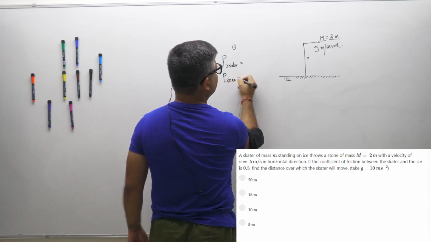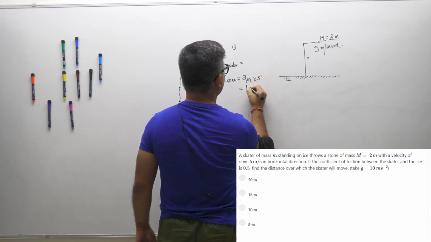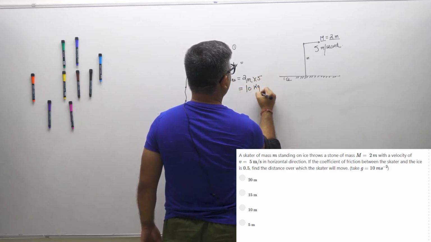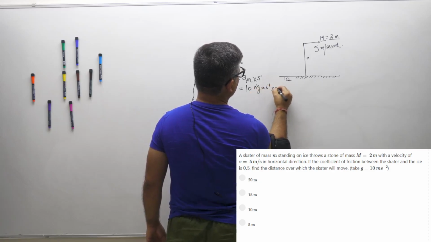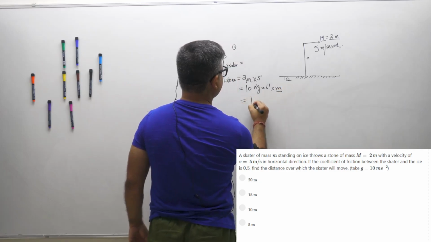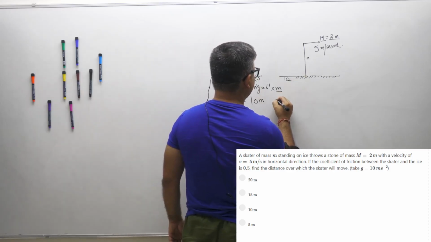The stone momentum is 2m multiplied by 5, which is equal to 10 kilogram meter per second. And I will just write it as 10m, right? That's the momentum of the stone in the positive x-axis.